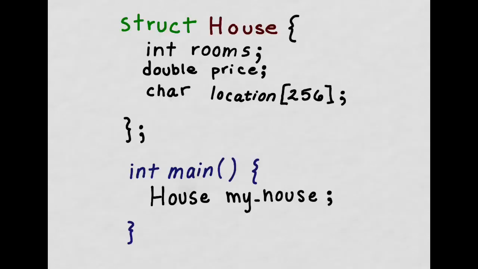Now, how do we use the struct that we just created? Well, suppose you have a main function. Within that main function, you can declare a variable with the name my house, and the type of the variable is house, which is the name of the struct.